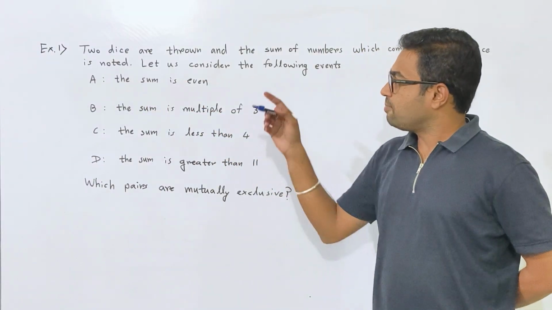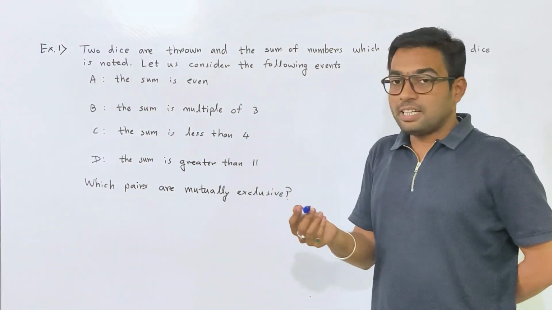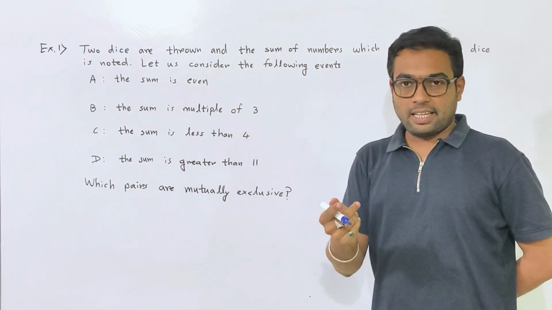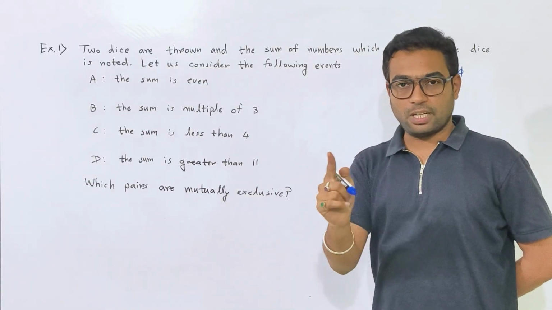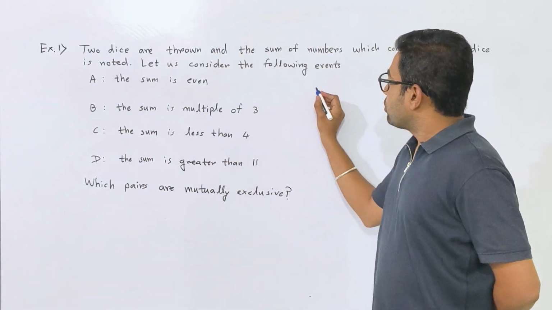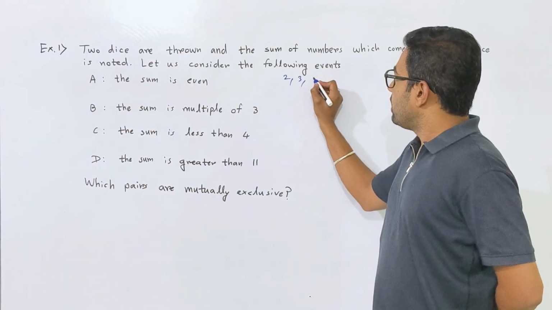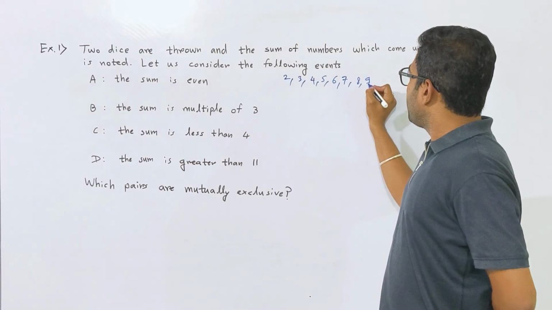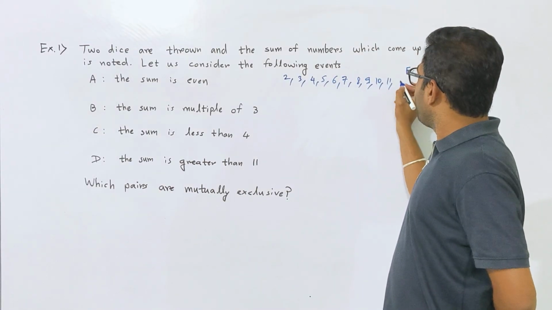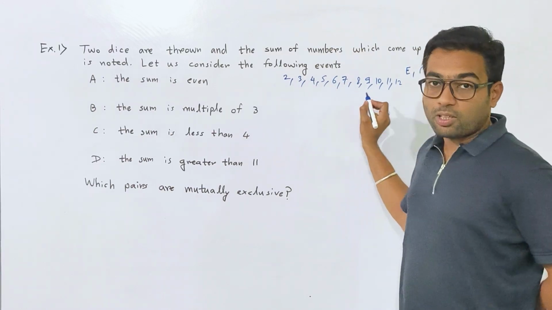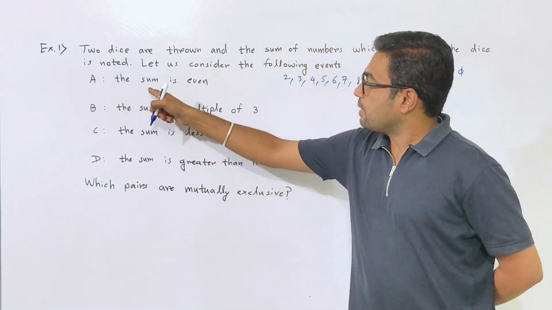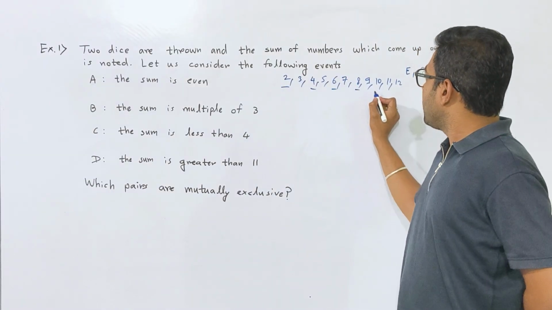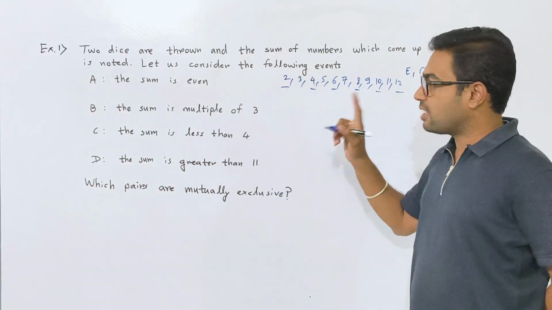First of all, how many possibilities are there for a sum? On both the dice, there are 6 possible outcomes: 1, 2, 3, 4, 5, 6. So the sum can be 2, 3, 4, 5, 6, 7, 8, 9, 10, 11, 12. These are the only possible sums. So the sum is an even number. Even number means 2, 4, 6, 8, 10 or 12. Only those possibilities are there.